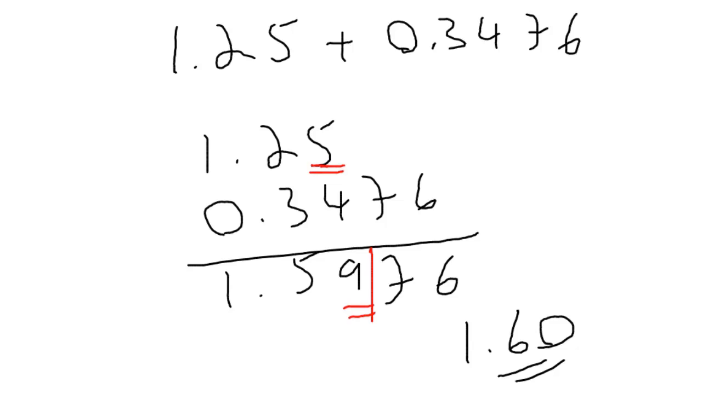So the rule for adding or subtracting is that you look for the value which has the least number of decimal places, and your answer should have that same number of decimal places.